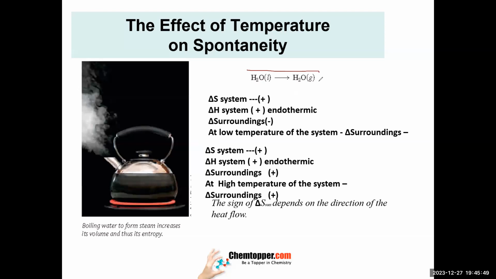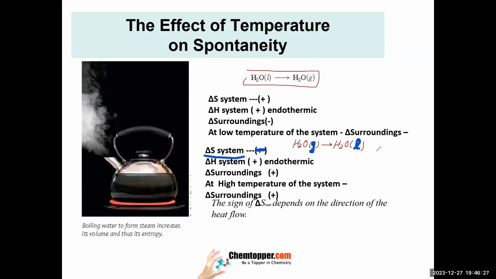I'm writing the reverse process. Reverse. H2O gas to H2O liquid. Now let's do correction in this. So is the entropy of the system increasing or decreasing? Check here. You are going from gas to liquid. So entropy of the system is decreasing, negative, right? Is this process endo or exo? This one, gas to liquid.